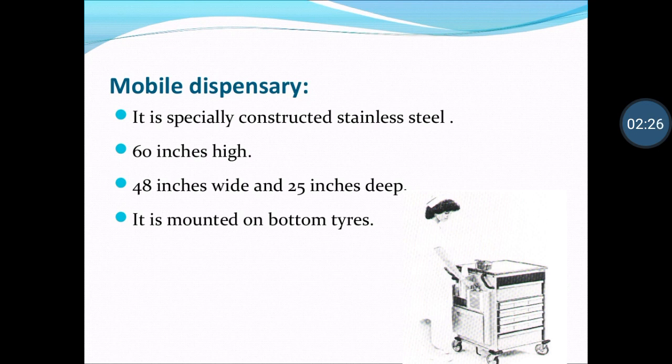It is specially constructed of stainless steel so that it does not become corrosive. It is 60 inches high, 48 inches wide and 25 inches deep, and it is mounted on bottom tires. That is known as the mobile dispensary. It is used only when a large amount of medicine must be dispensed. Otherwise, if there are only one or two medicines, they can be handled directly by the sister.